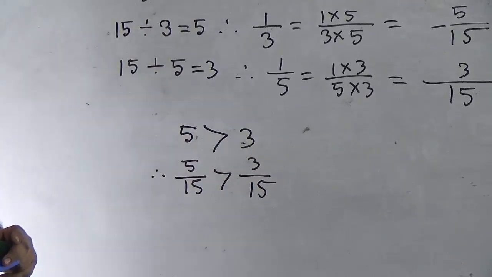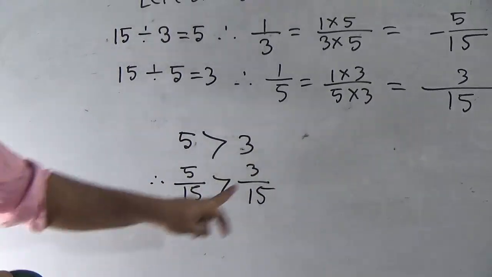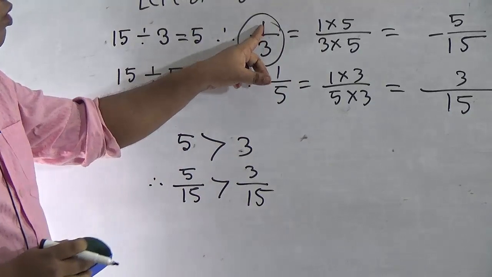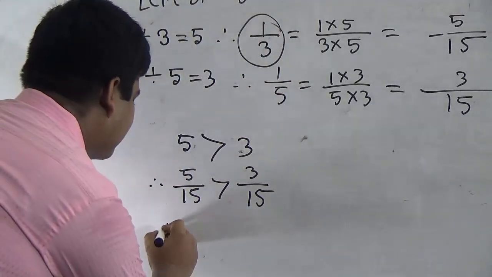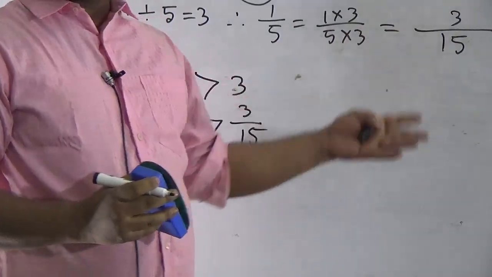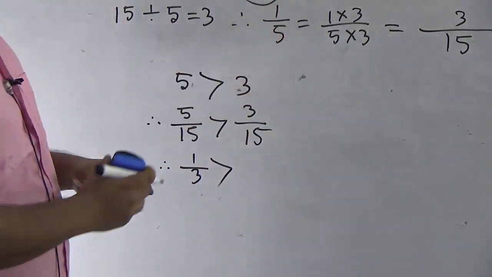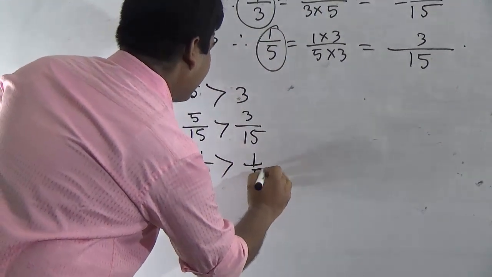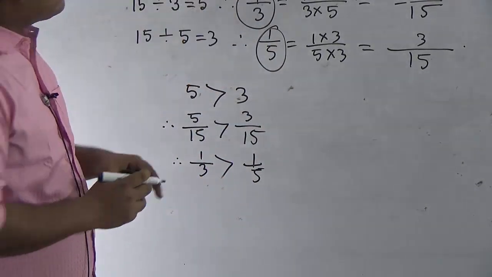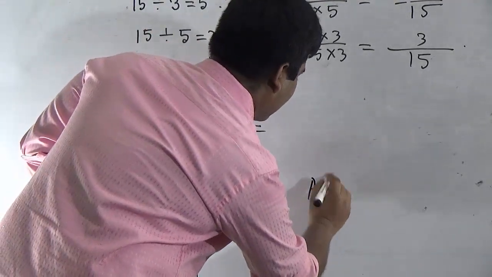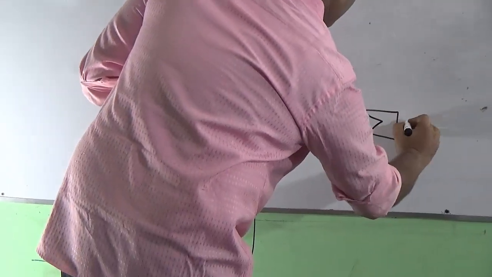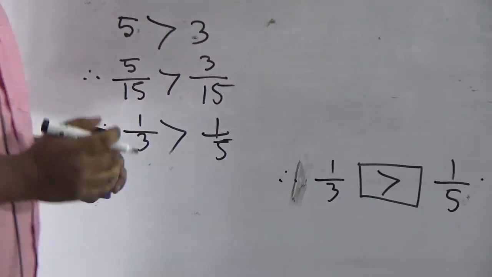My dear students, notice 5 by 15 is obtained from which fraction? We get it from this fraction, that means 1 by 3. So for this we write 1 by 3. And 3 by 15, which fraction is it obtained from? We get this fraction from 1 by 5. That means 1 by 5. My dear students, notice here 1 by 3 is greater than 1 by 5. So we write this as 1 by 3 greater than 1 by 5. Okay, done?